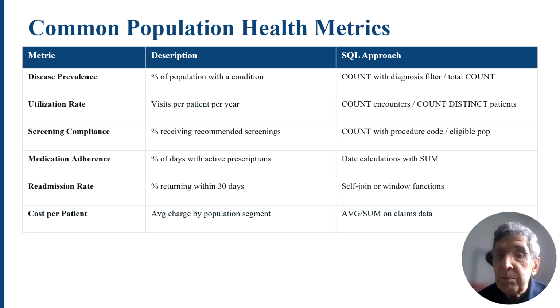This reference table maps common population health metrics to our SQL approaches used to calculate them. For example, the first, disease prevalence. It's the percentage of your population with a given condition calculated as a count with a diagnosis filter divided by the total count. Then secondly, the utilization rate measures how many visits patients have per year calculated as total encounters divided by the count distinct.